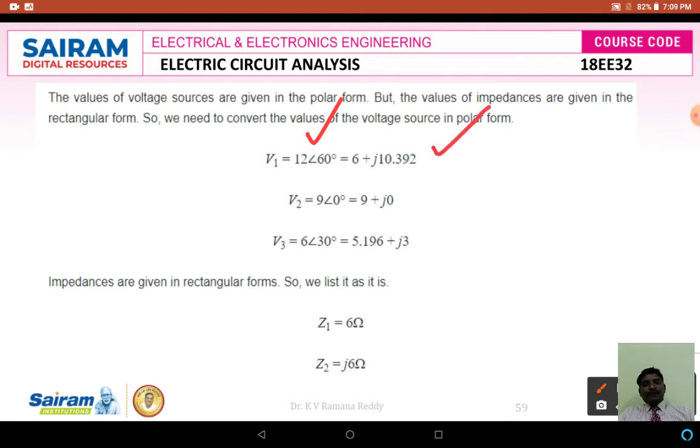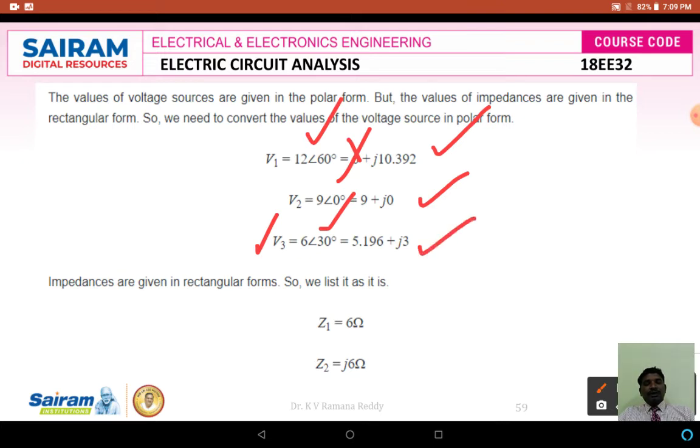As we know, in the given problem V2 is 9 at an angle of 0 degrees, which is in polar form, and whose equivalent rectangular form is 9 plus j0. Next, V3 is given in polar form as 6 at an angle of 30 degrees, whose rectangular form is 5.19 plus j3.